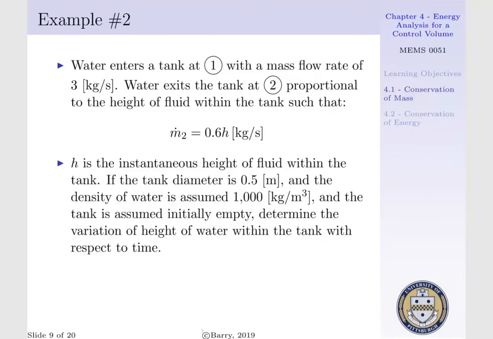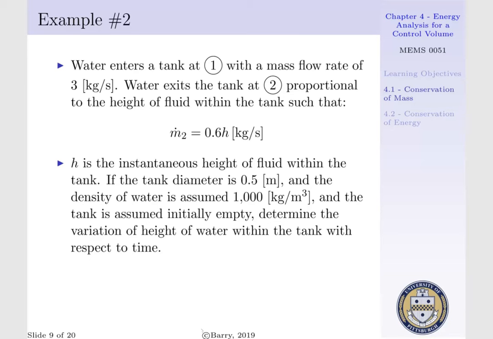Let us now look at an unsteady continuity problem. Let's assume water enters the tank at inlet 1 with a mass flow rate of 3 kilograms per second. Water then exits the tank at exit 2, proportional to the height of the fluid within the tank, such that our mass flow rate at state 2, m dot 2, is equal to 0.6 times h, where h is our instantaneous height of the fluid within the tank.